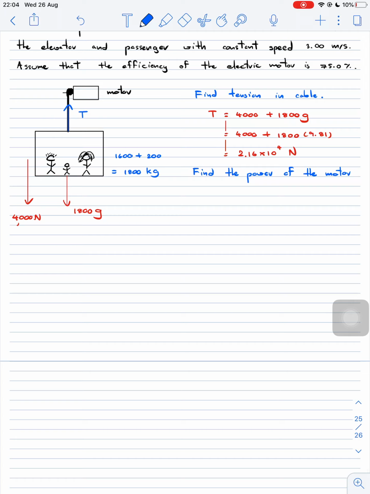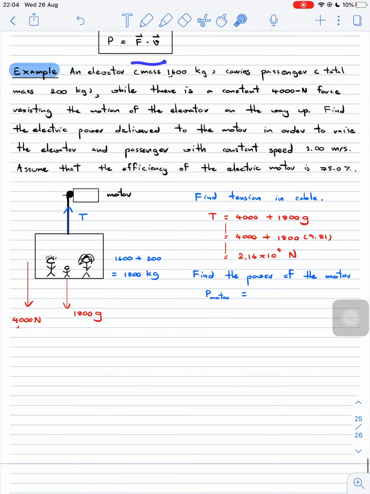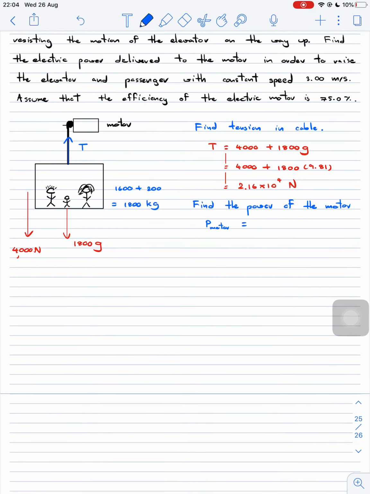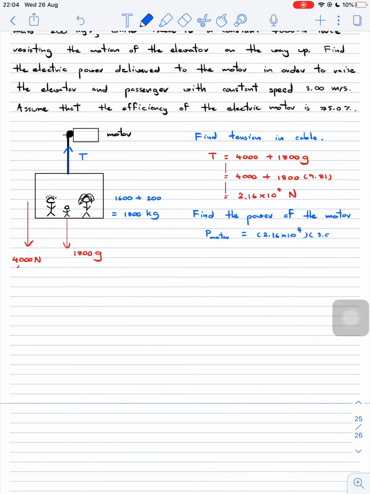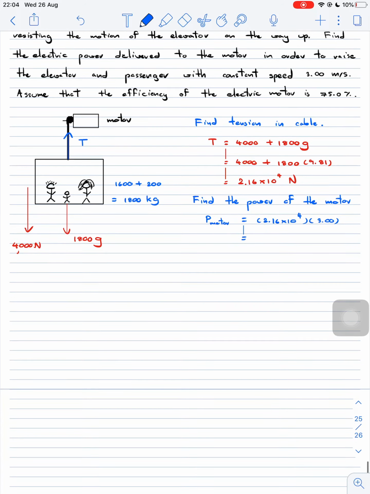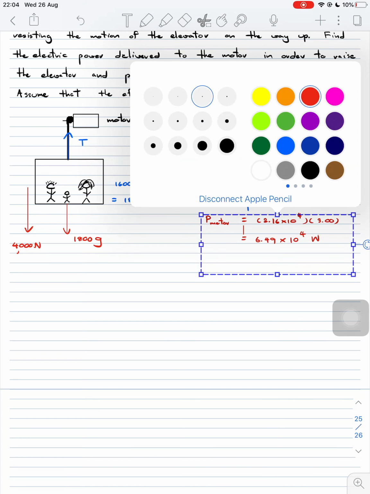Okay, so the power of the motor, from this equation, is just equal to the force, 2.16 times 10 to the 4, times the velocity of this elevator, 3.00 meters per second, which is equal to what? Equal to 6.49 times 10 to the 4 watts. Okay, this is the power of the motor.